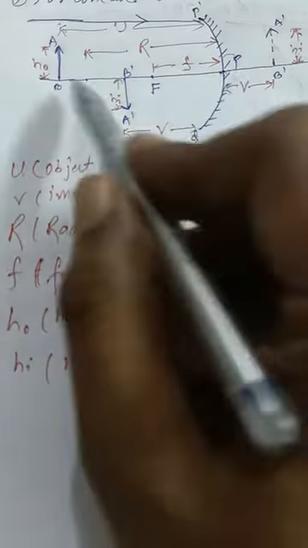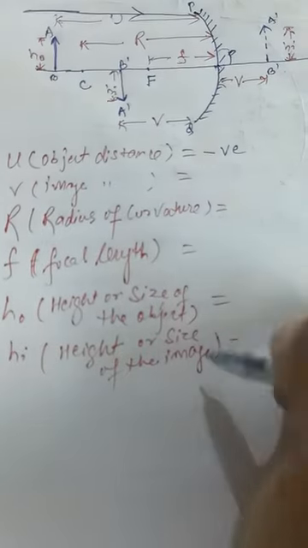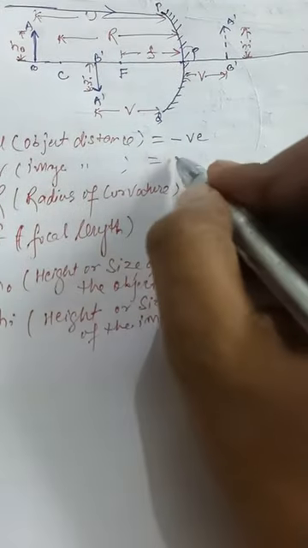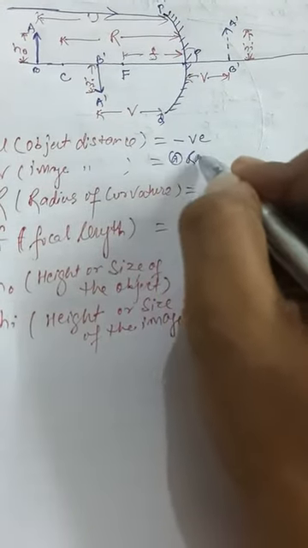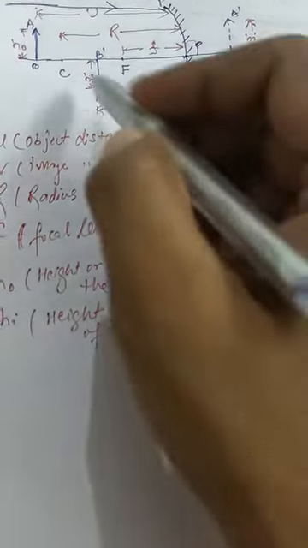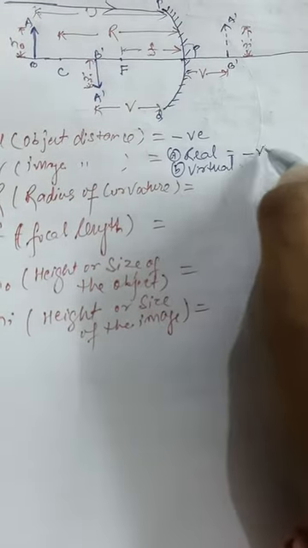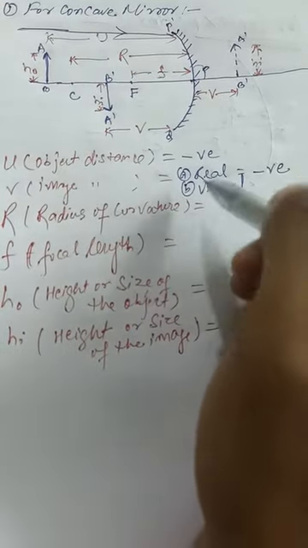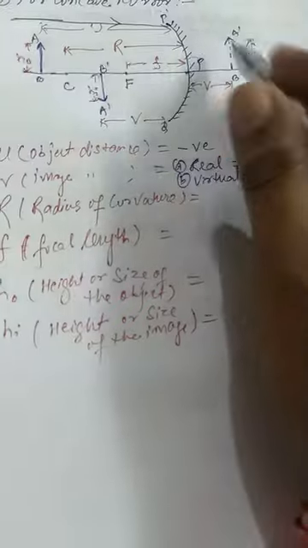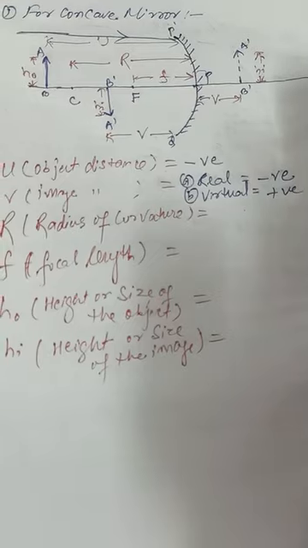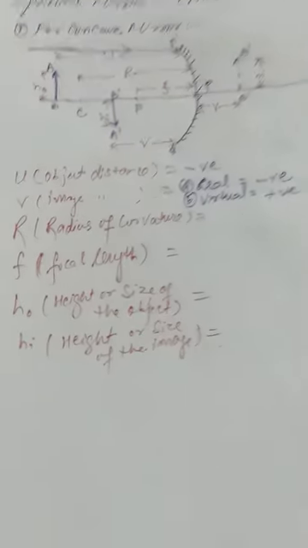Here is u, the object distance, always from P to the left side, so it is taken as negative. And for the image, it may be real or virtual, so two conditions are there. One is real, the other is virtual. For real, the image is downward, so we say negative, because everything downward gives negative, and in the virtual condition upward is positive. Everything upward on the right side is always positive.